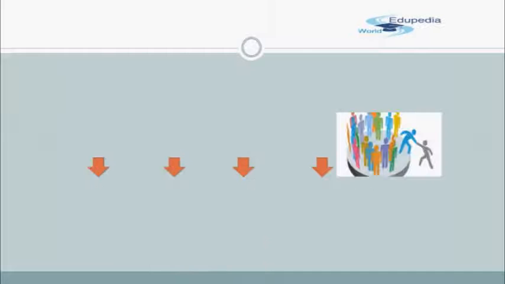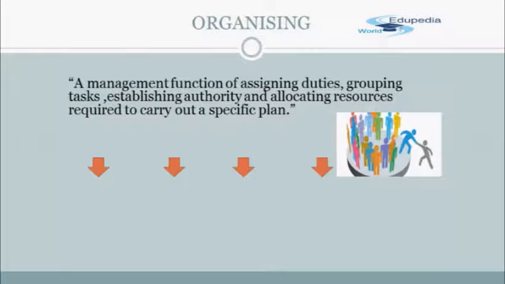So let's go ahead, students. Let's see the next function of management. The next function we will discuss here is organizing. Now let's see the definition of organizing. How can you define organizing? As you can see in the slide, it is a management function of assigning duties, grouping tasks, establishing authority and allocating resources required to carry out a specific plan.